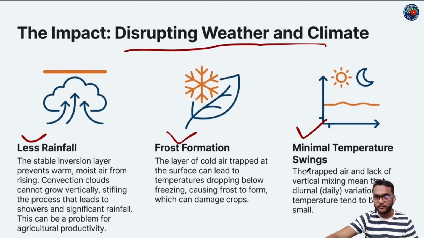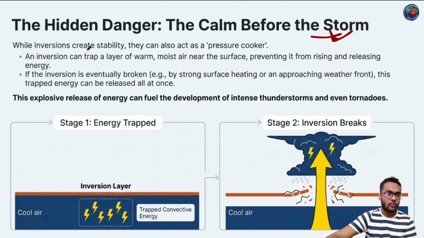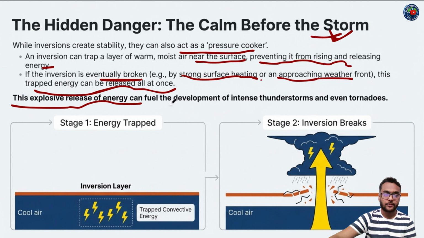Minimal temperature swings: the trapped air and lack of mixing mean that diurnal, daily variations in temperature tend to be very small. Then it creates storms, cyclones. While inversions create stability, they can also act as a pressure cooker. An inversion can trap a layer of warm, moist air near the surface, preventing it from rising and releasing energy. If the inversion is eventually broken, for example by strong surface heating or an approaching weather front, this trapped energy can be released all at once. This explosive release of energy can fuel the development of intense thunderstorms and even tornadoes.